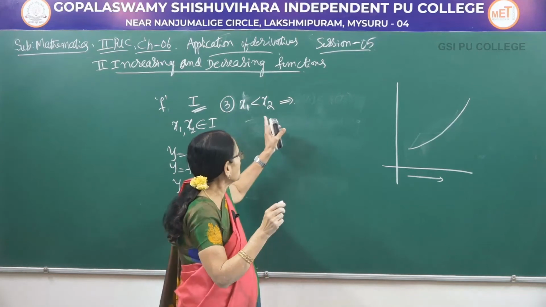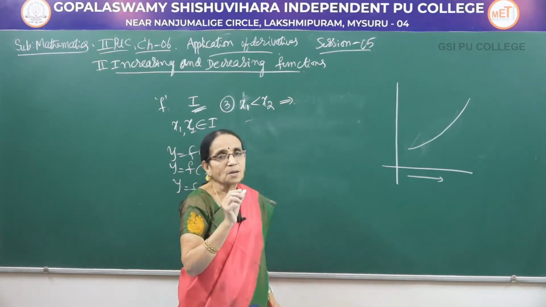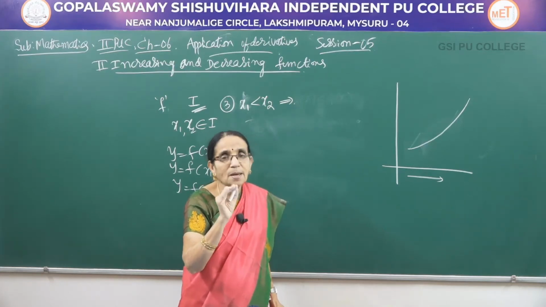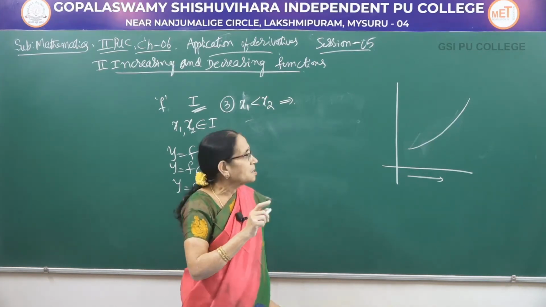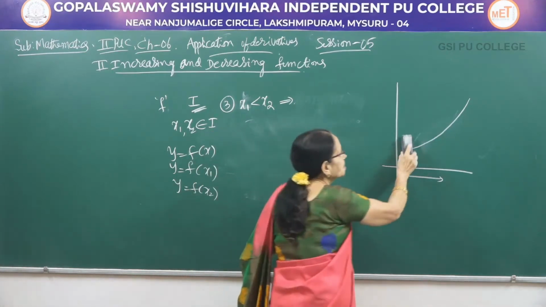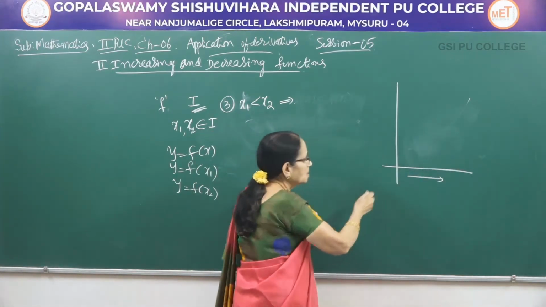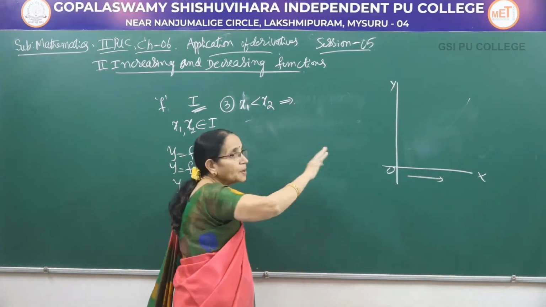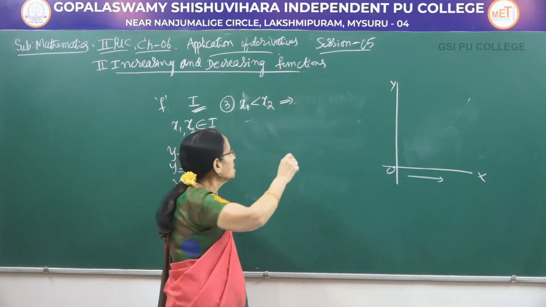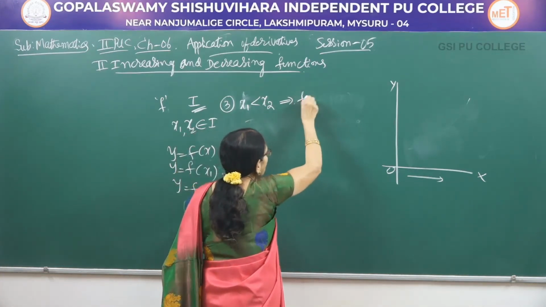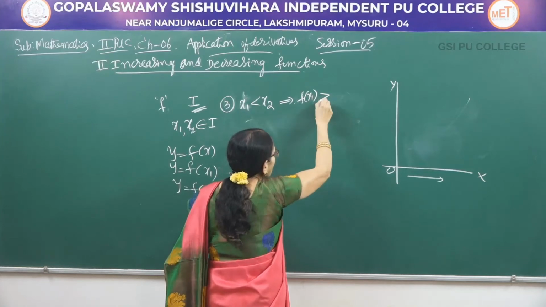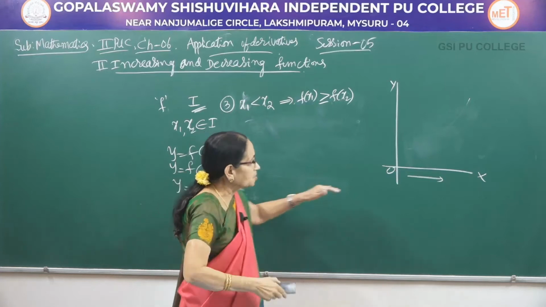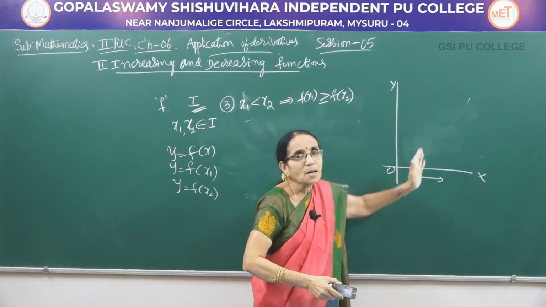If x1 less than x2 implies f of x1 strictly less than f of x2, that is, there is strict inequality, there is no equality, then we call it a strictly increasing function. Now the third one: x would always be increasing, x1 less than x2, and this implies f of x1 greater than or equal to f of x2, that is, x would be increasing but y would be decreasing.